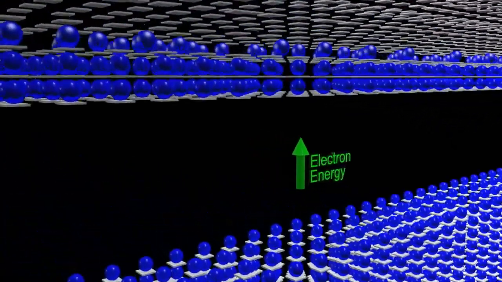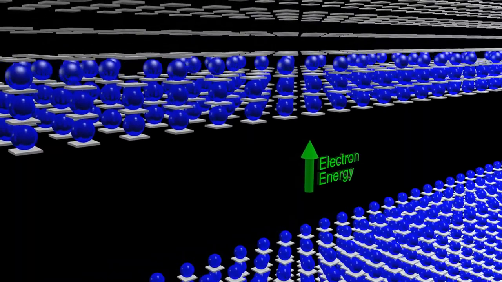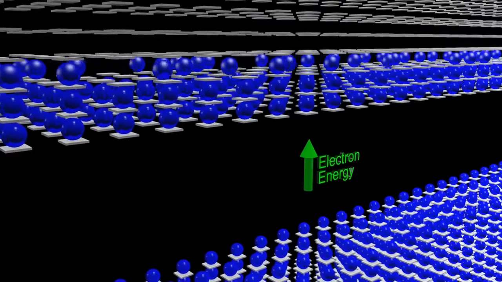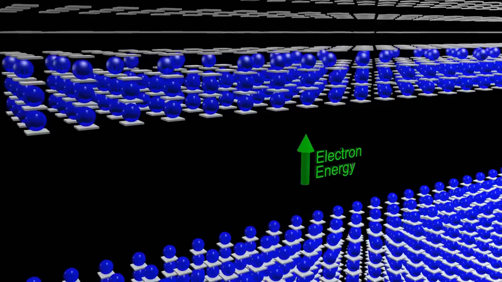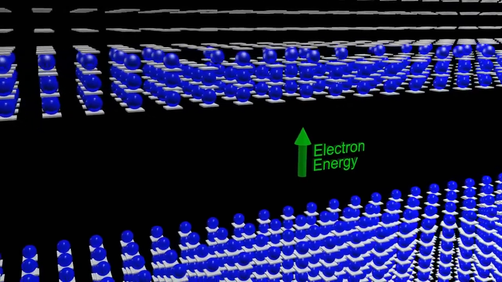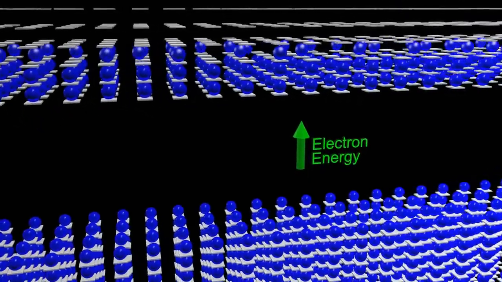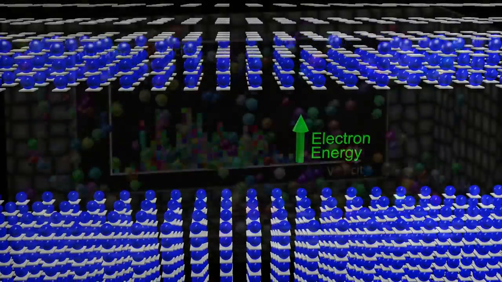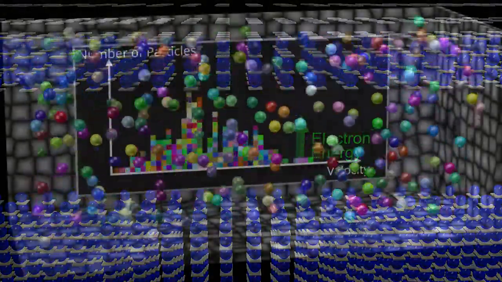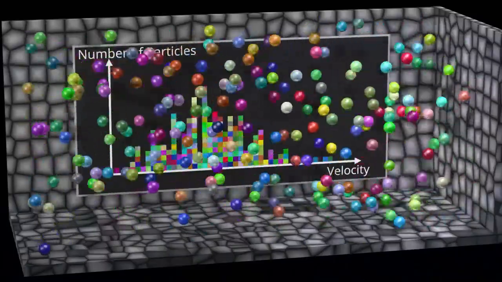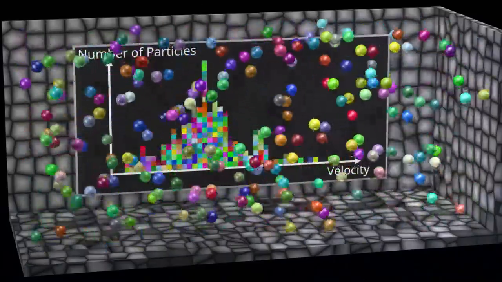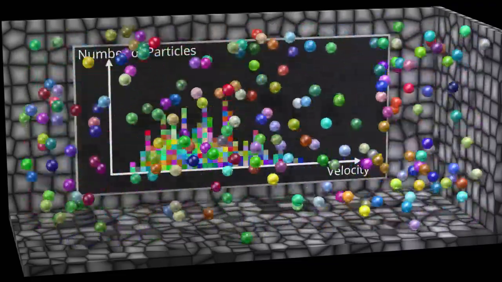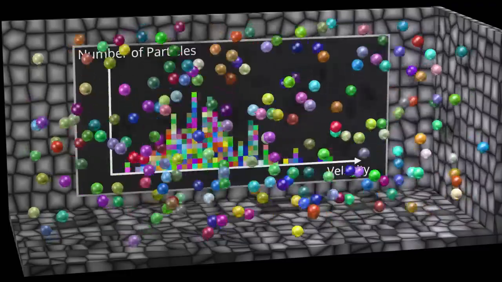Though, at high temperatures and low particle concentrations, the energy distribution for a system of fermions or for a system of bosons will look very similar to that of a system of classical particles. In this simulation, all the particles are represented as spheres interacting through perfectly elastic collisions.